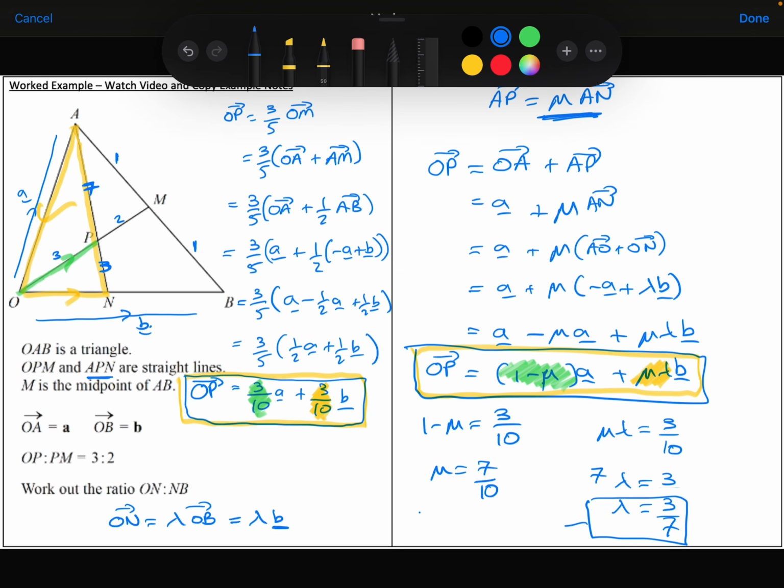Let's now take that and put it back where it came from in the first place. I am saying that ON is 3/7 of the vector B. O to N is 3/7 of the whole vector. O to N is 3 parts. N to B must be 4 parts in order for it to have the fraction 3 to 7. Therefore, the ratio ON to NB is equal to 3 to 4. And that is your answer.